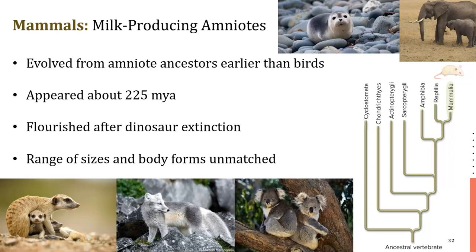So one branch of our amniote group evolved into the mammals. The mammals evolved a little bit earlier than birds. So if we look back at our phylogeny over here, we've got our split with our mammals. And then out of our reptile group, we get our snakes, lizards, dinosaurs, birds, all of those guys. So the mammalian group's a little bit older than our bird group. They appeared about 225 million years ago.